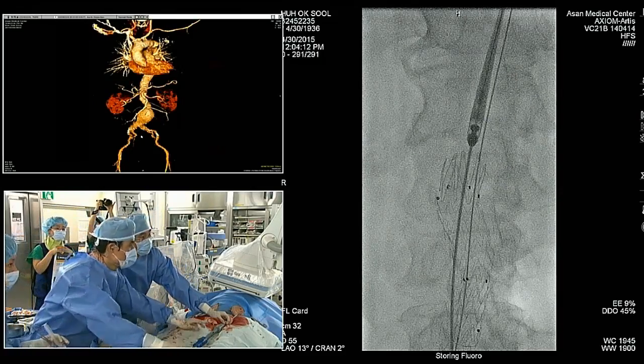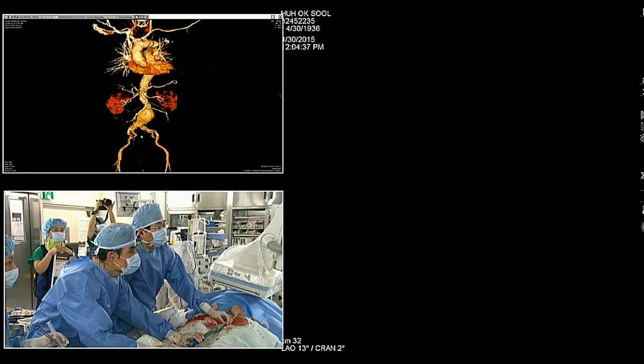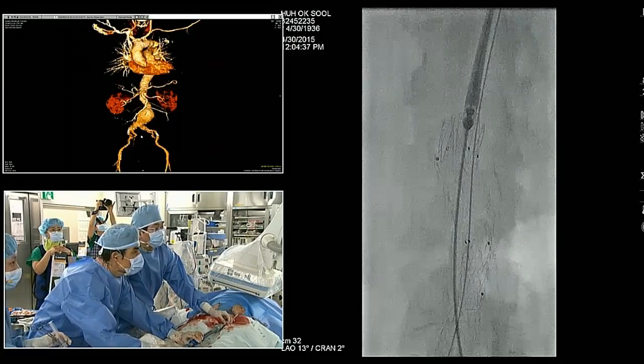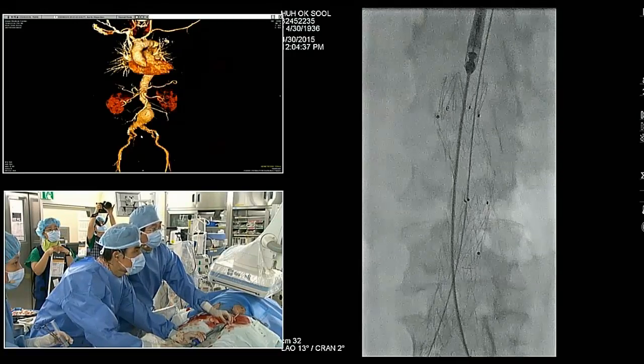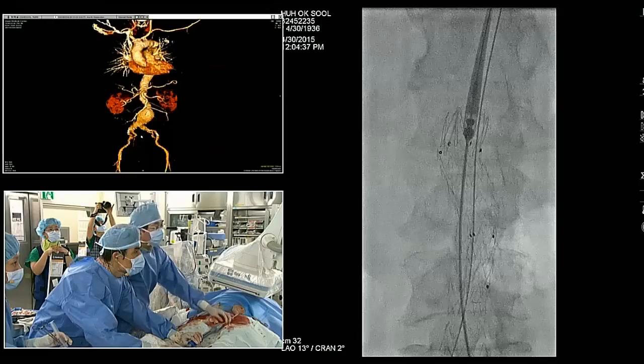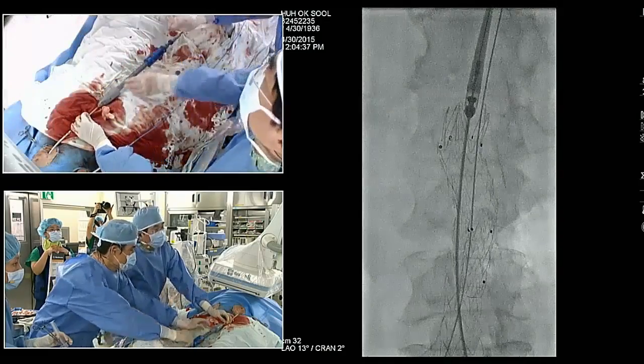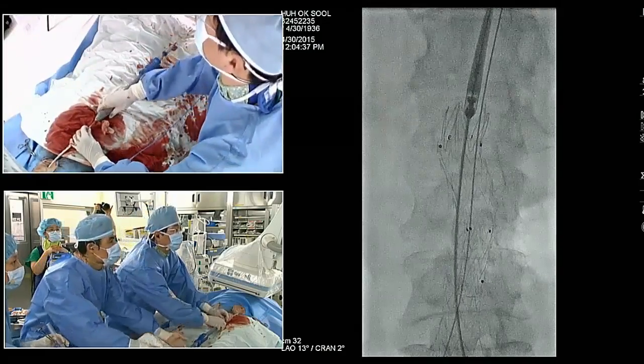So remove the device. Slowly. Some problem. It's okay. Go ahead and go back and forth. You may need to rotate, pull the stiff wire back to the floppy segment.